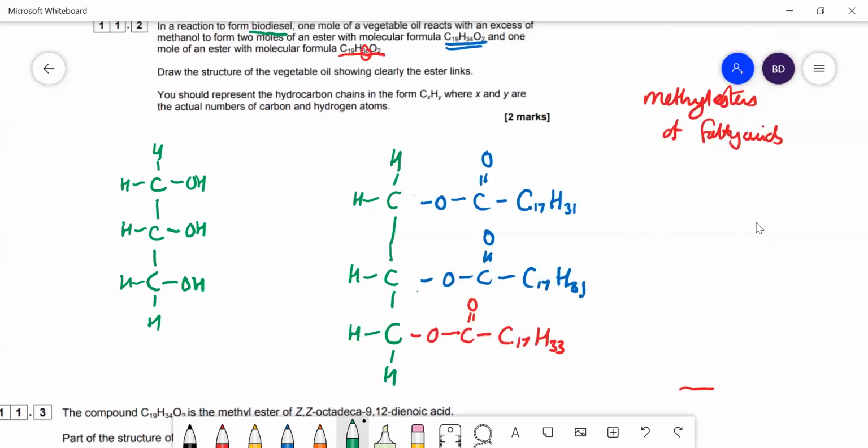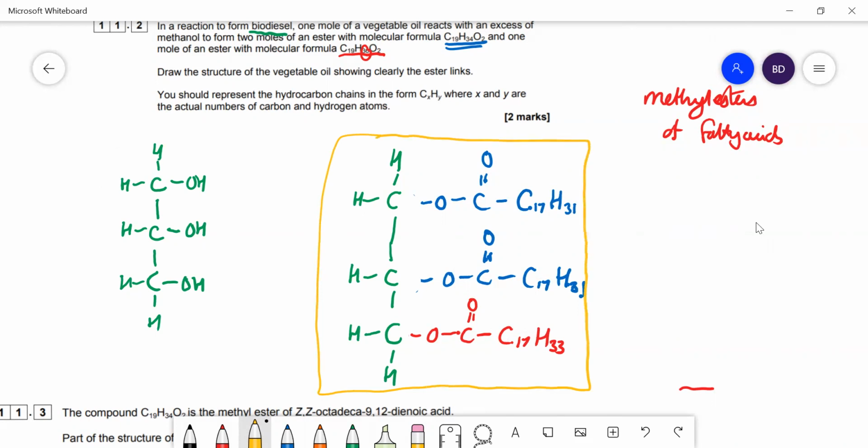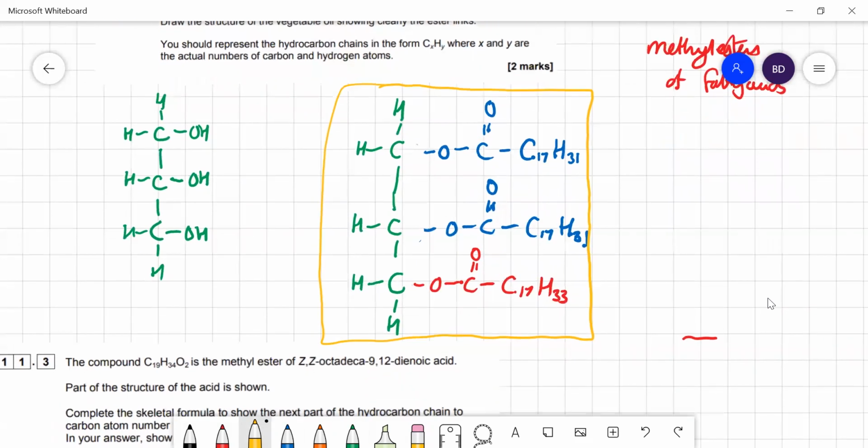So this is our answer here to that question, okay? And I would imagine that a lot of people got that wrong because people don't really take the time to draw out these triglycerides and get to know what the structures are really like, okay?